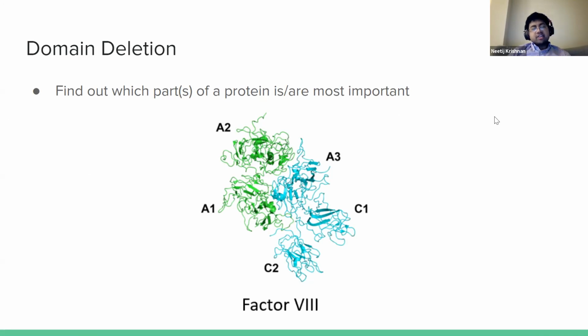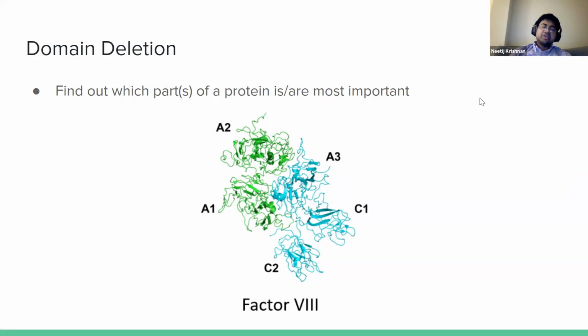So factor VIII, the protein that we've been talking about, has 5 domains: A1, A2, A3, C1, and C2. Now let's say we knew that factor VIII was important for clotting and the defect in it would cause hemophilia, but we didn't know which part of it.